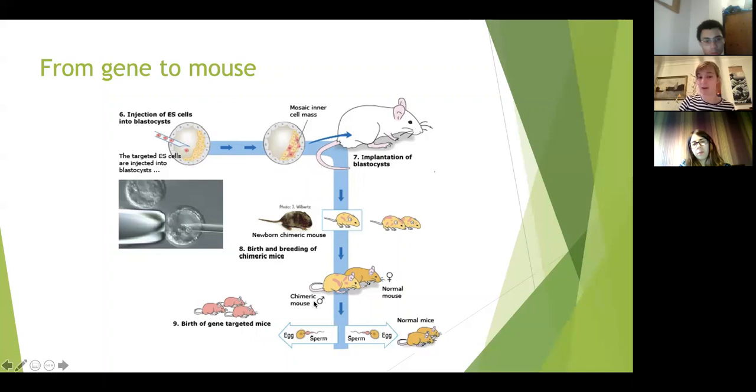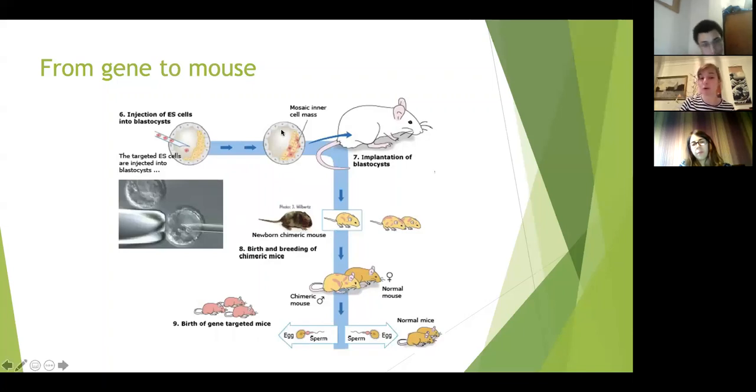So you get a chimera, and we know that it's worked because, and this is literally what they do, we make those red cells from a brown mouse and we inject them into a white mouse. So if it's worked, you get a mouse that is chimeric. So it's got brown bits and white bits. And from then we breed them out. So you breed them with normal mice.